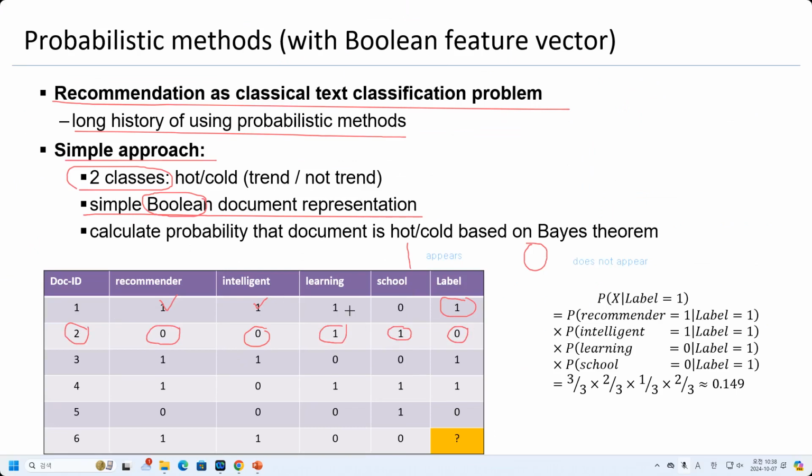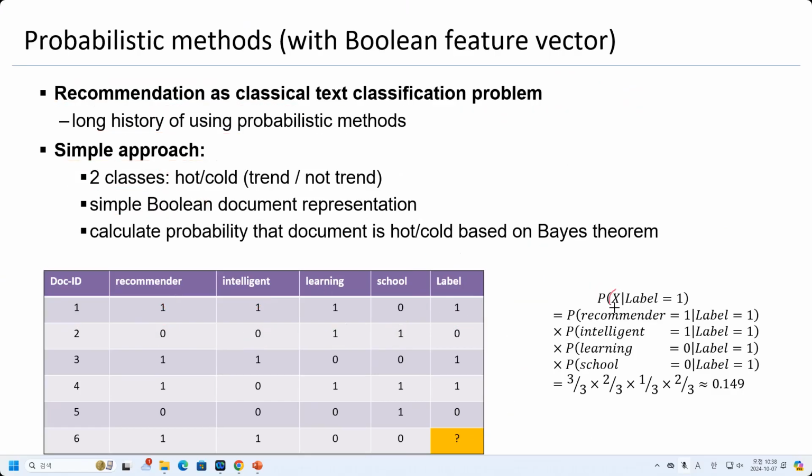So using this data, we can calculate the probability. What is the probability of X, where X means the feature, given the label equals 1? It means I want to know: should I recommend this book? Should I put this book as label 1 given the other books' information?